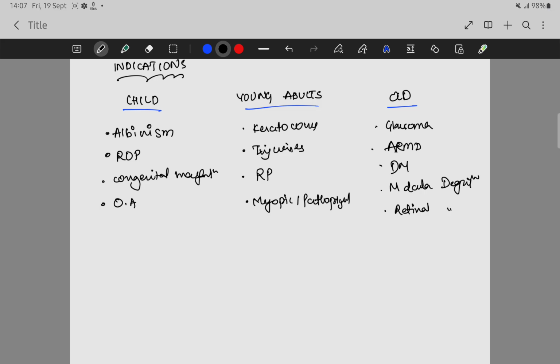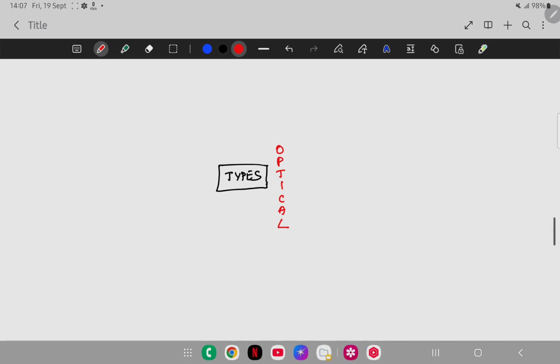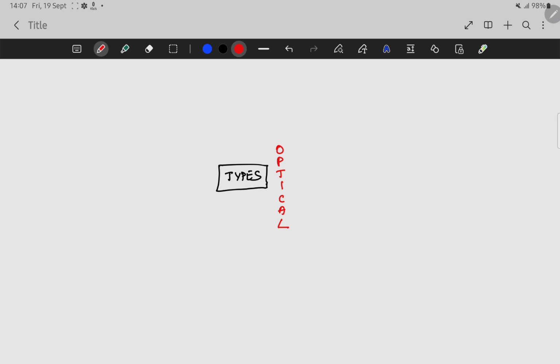Now coming to the types of low vision aids. We will try to form a mind map of this so that we can easily remember. Coming to the types, we have optical and non-optical.